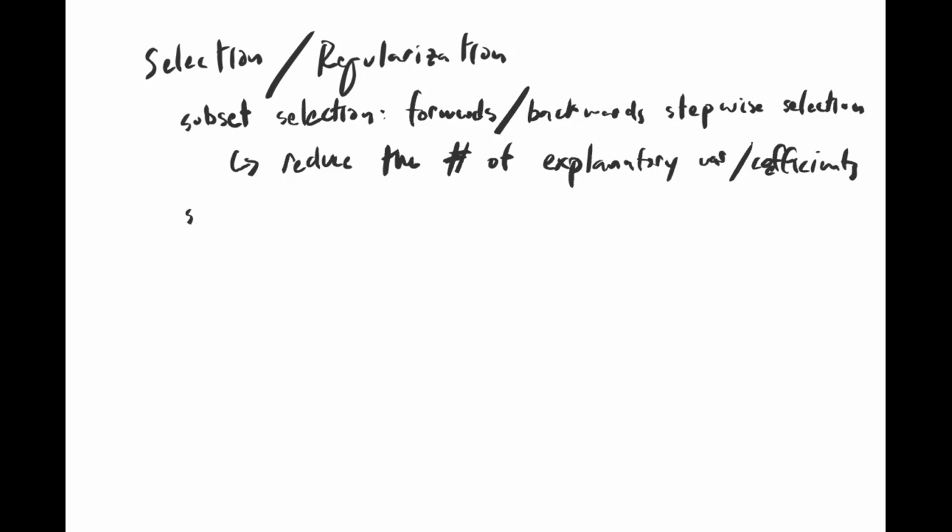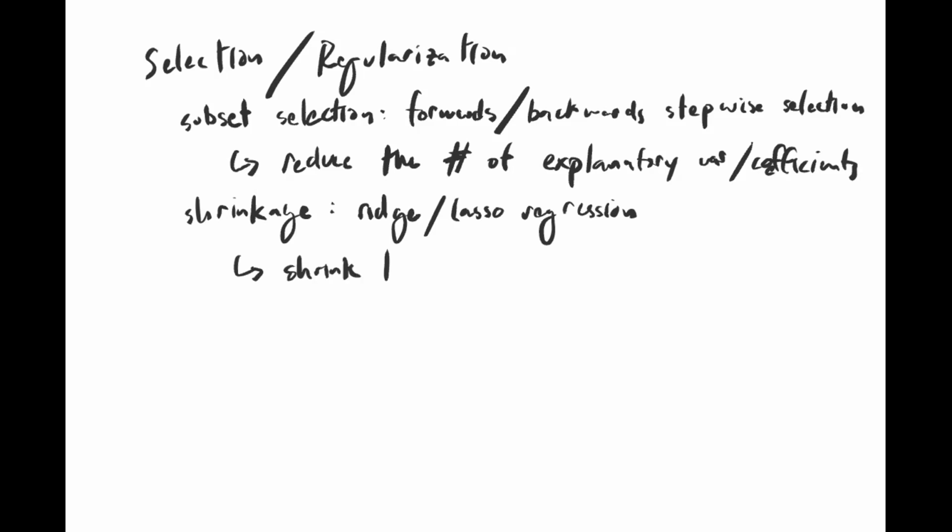And then we had a look at some shrinkage methods. This is ridge and lasso regression. The whole point of this was to shrink the size of coefficients. So rather than getting rid of explanatory variables and coefficients, it's essentially reweighting the influence of specific variables in the model, right?